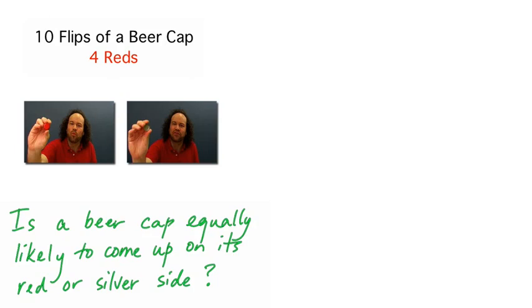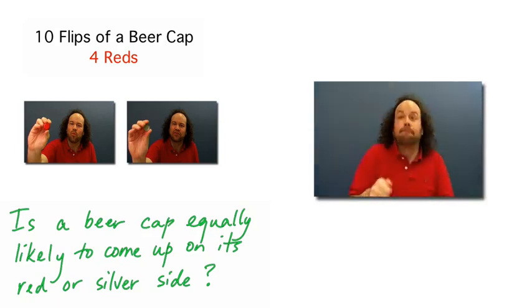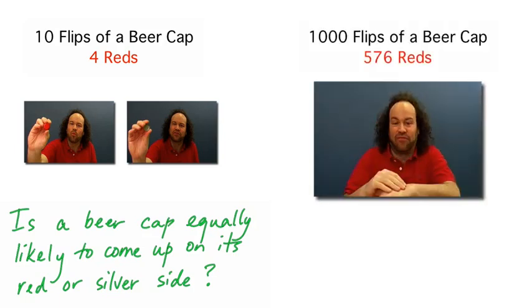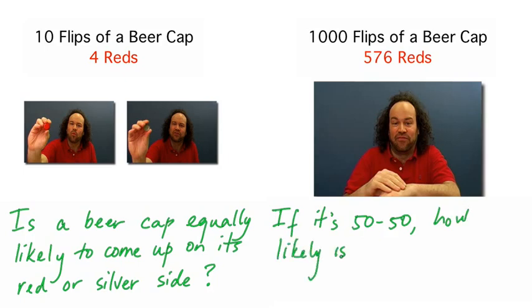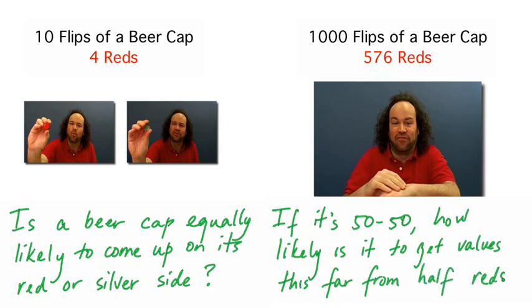So I had Jeff flip the beer cap a total of 1,000 times, and he got 576 reds. That's pretty close to 50-50. But if it was perfect, we would have gotten 500 reds. So assuming this beer cap is equally likely to come up red or silver, is 576, our observed data, or any value that's even further from 500, so unlikely that we think that it can't be 50-50 red or silver? If it is unlikely, we'd see what we'd call a statistically significant result.